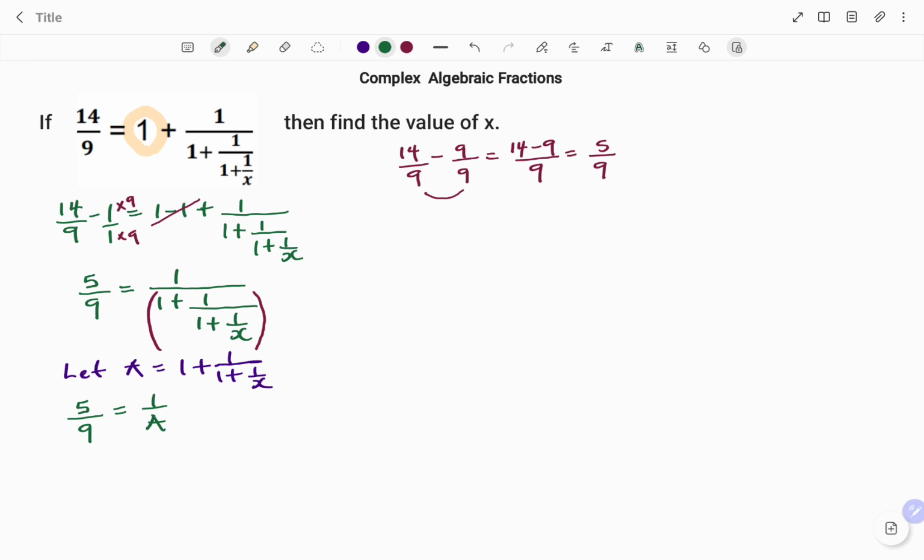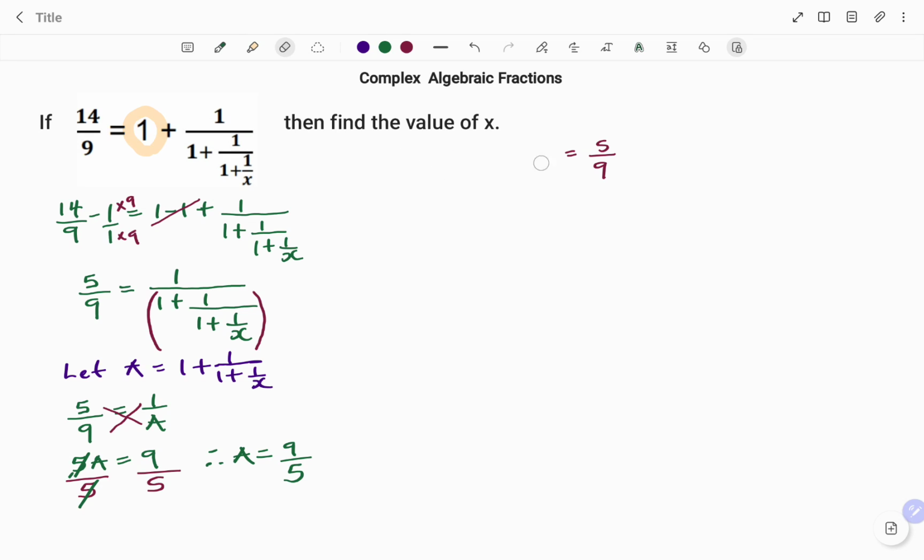And to find a, I cross multiply. When you have a fraction equals to another fraction, you can cross multiply such that I have 5 times a, that's 5a, equals 9 times 1, that's 9. So the value of a, dividing both sides by 5, I have 5 and 5, that's 1. Therefore, a is equal to 9 over 5.